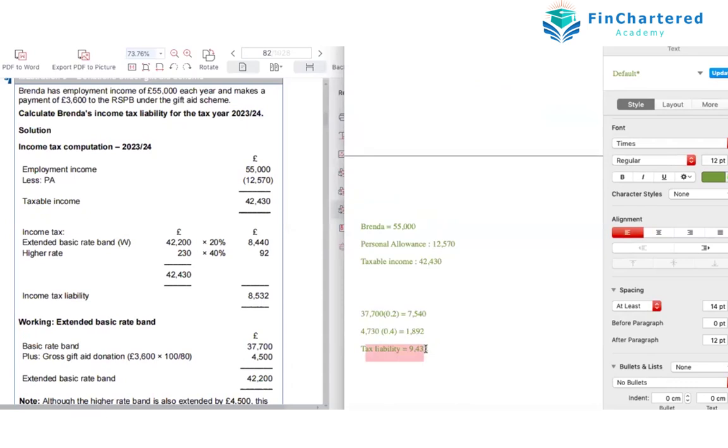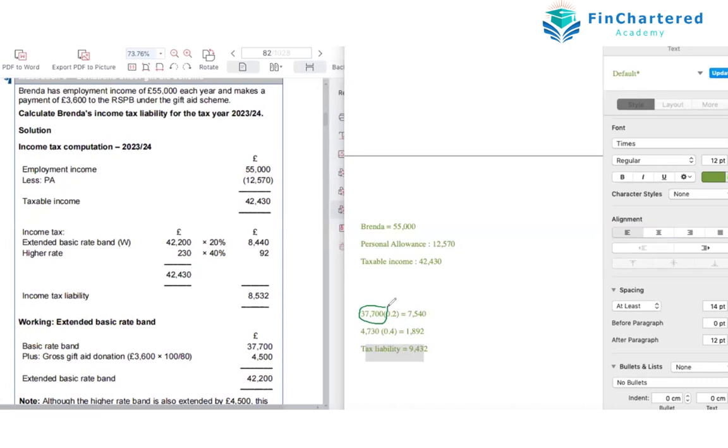But again, Aditya, look at this thing. What does the tax system do? The tax system says you are a nice man. You gave charity. So the tax system tells you that till date only 37,700 was taxed at 20%, correct?